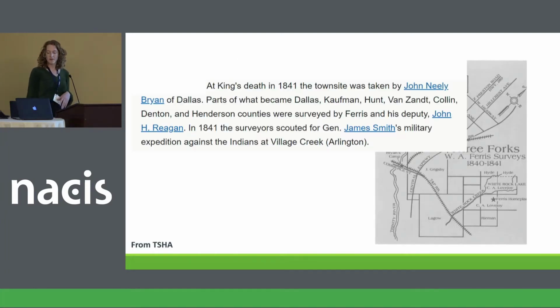So W.A. Ferris was a surveyor who, alongside his property surveys, since surveyors are not allowed to speculate, would work with other state agencies. And so he worked with General James Smith, who led an expedition that was essentially an act of genocide against a group of Caddo and Tonkawa Indians living at Village Creek, which is now in Arlington, Texas.